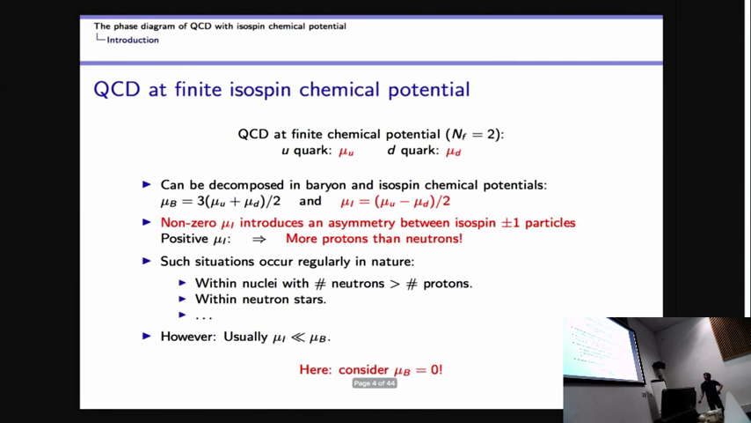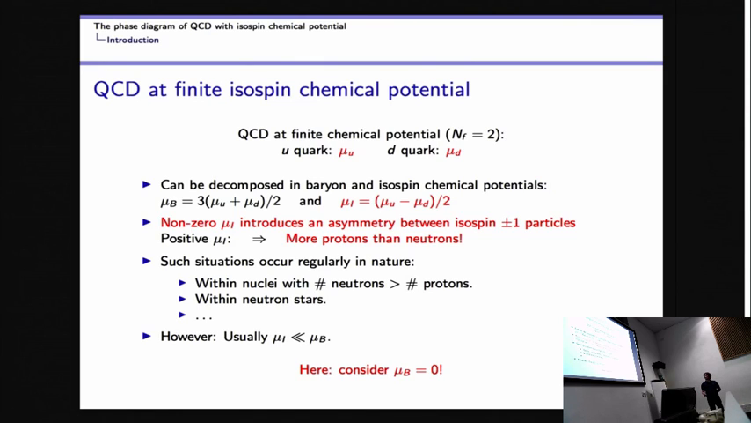All right, so we're looking at QCD at finite chemical potential. Let's start just with the NF equals 2 case. There we have a U and a D chemical potential, and the chemical potentials that are relevant for the physical effects are the baryon chemical potential and the isospin chemical potential, which is basically the difference between the two. And a non-zero value of this isospin chemical potential basically introduces an asymmetry between isospin plus and minus 1 particles. And such situations where you have this asymmetry, as I said already, occur regularly in nature, for example, within nuclei, when you have more neutrons than protons, but also within neutron stars, and presumably also in the early universe.